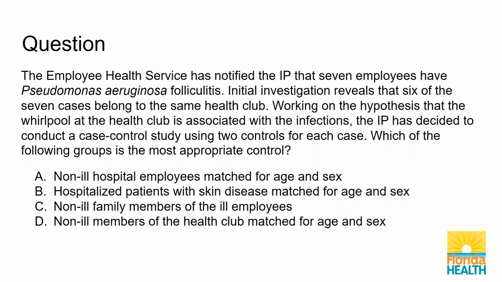Okay. So another question. The Employee Health Service has notified the infection preventionists that 7 employees have Pseudomonas aeruginosa folliculitis. Shout out to Pseudomonas. Initial investigation reveals that 6 of the 7 cases belong to the same health club. Working on the hypothesis that the whirlpool at the health club is associated with infections, the IP has decided to conduct a case control study using 2 controls for each case. Which of the following groups is the most appropriate control? I'm going to let this one marinate. Give you guys some time.